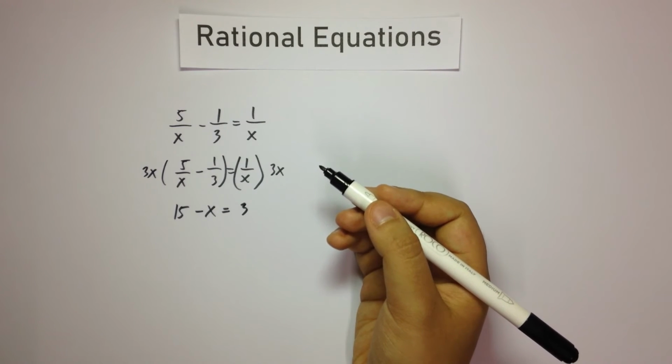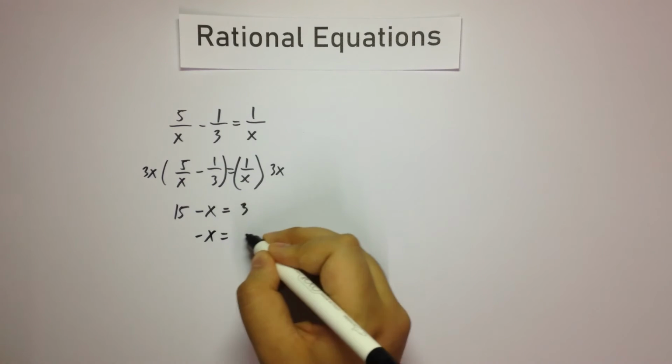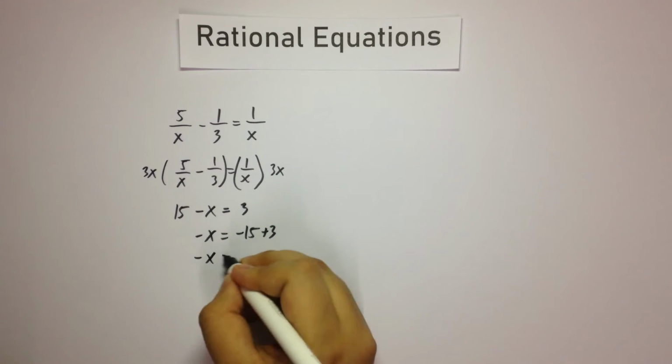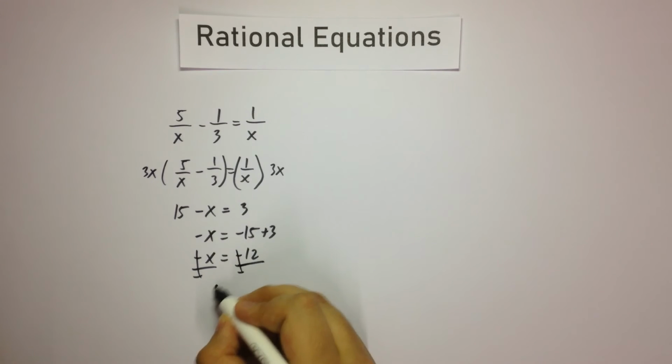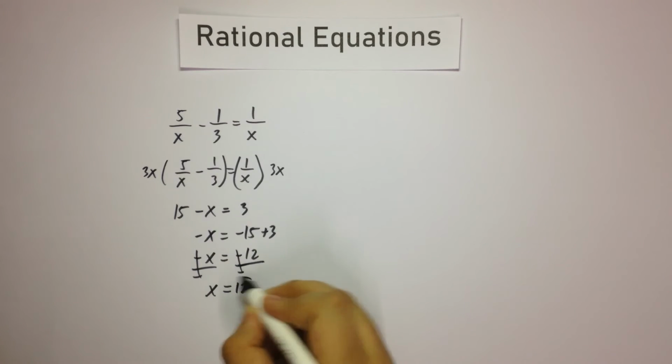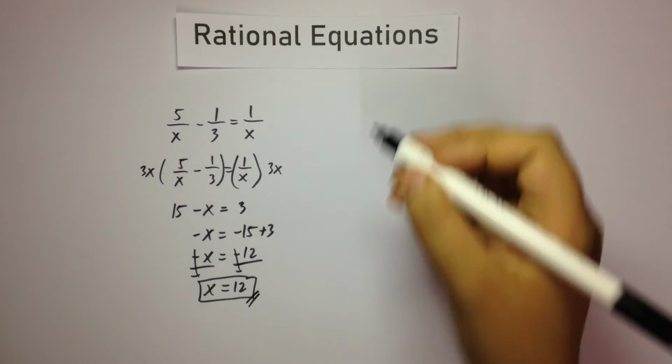So now, let's isolate x. Negative x equals negative 15 plus 3. Negative 15 plus 3 would be negative 12. Divide both sides by negative 1. The answer would be x equals 12. So let's have another example.